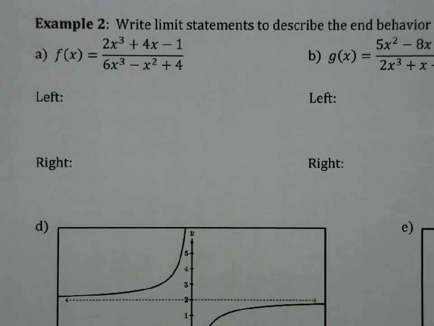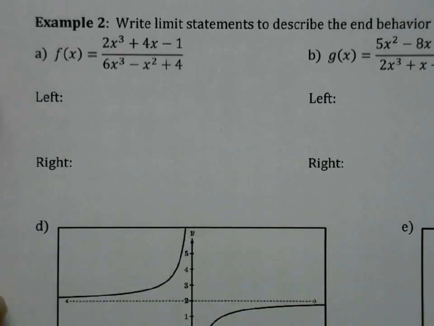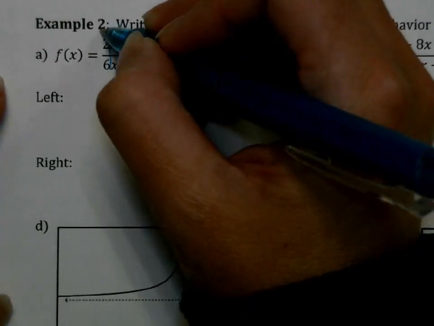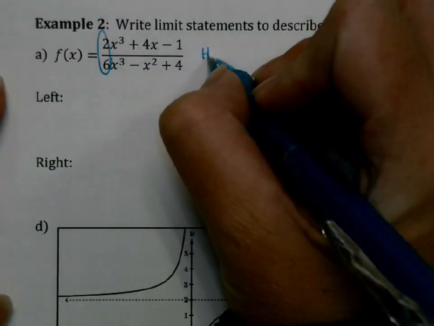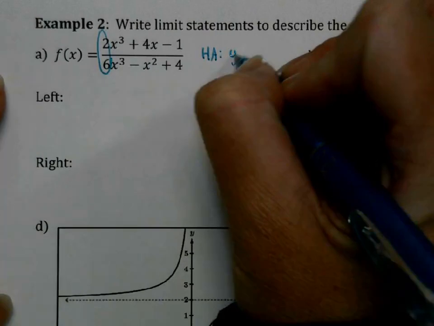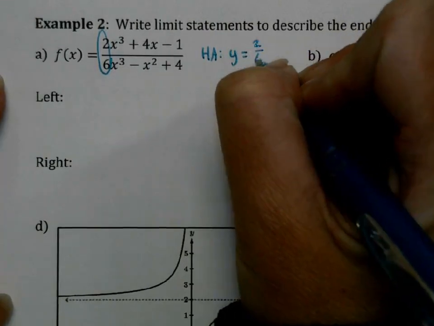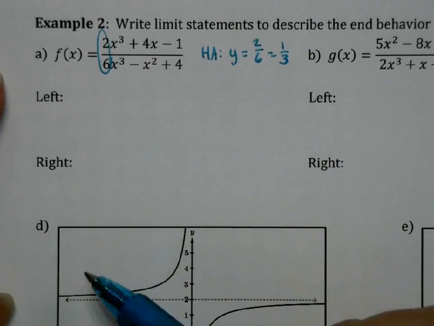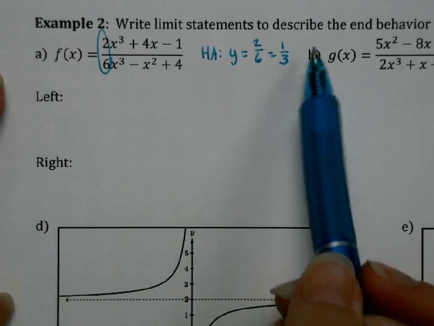Next, we're going to write limit statements to describe that end behavior. It's still going to come from the asymptotes. Whatever the horizontal asymptote is, that is the end behavior. So here the degrees are the same on the top and the bottom, so I have a horizontal asymptote at y equals 2/6, which would be 1/3. From both sides, and we saw this graphically, as we go to both positive and negative infinity, my graph is going to go to 1/3.